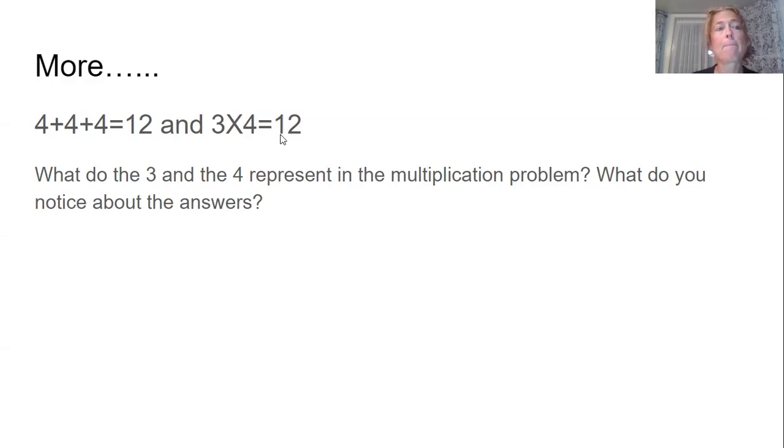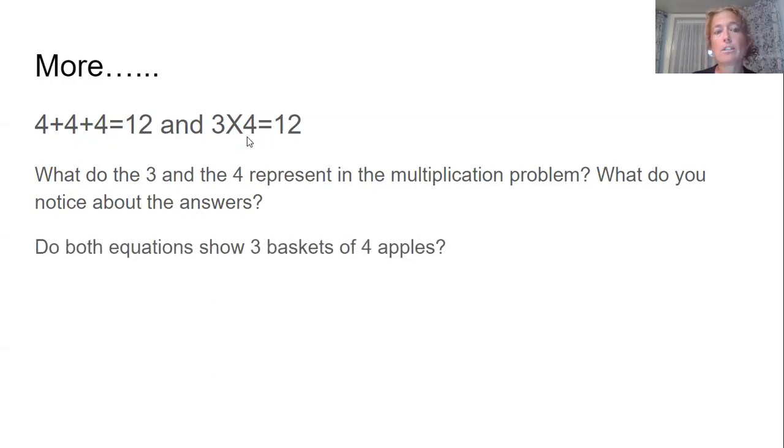So let me say that again. As long as we have 3 sets or groups of 4 in our addition problem and 3 sets or groups of 4 in our multiplication problem, then we get the same answer. Remember, this symbol right here means groups of, so it's 3 groups of 4. Like I just said, both equations show 3 baskets of 4 apples.